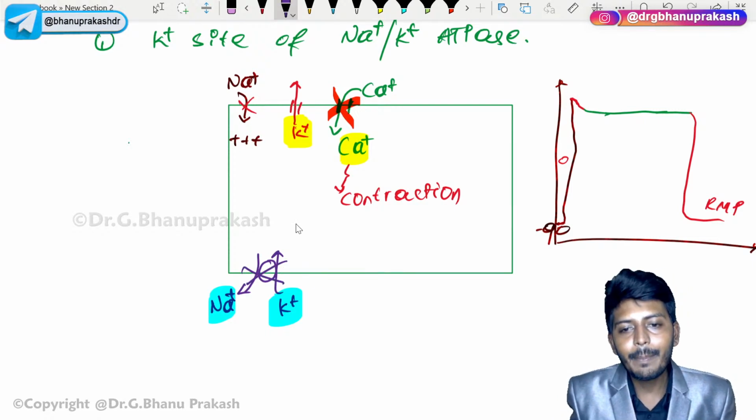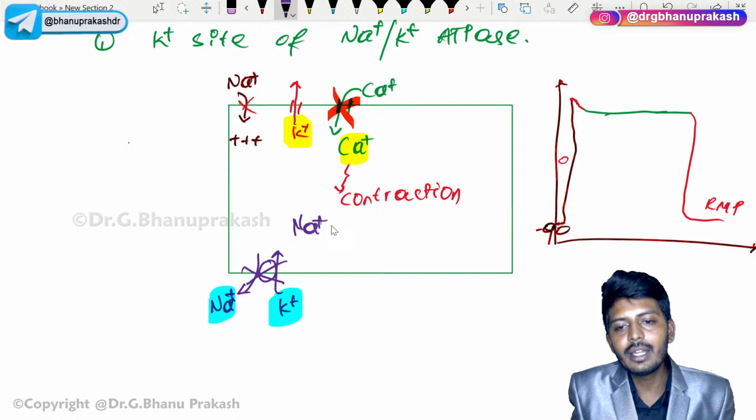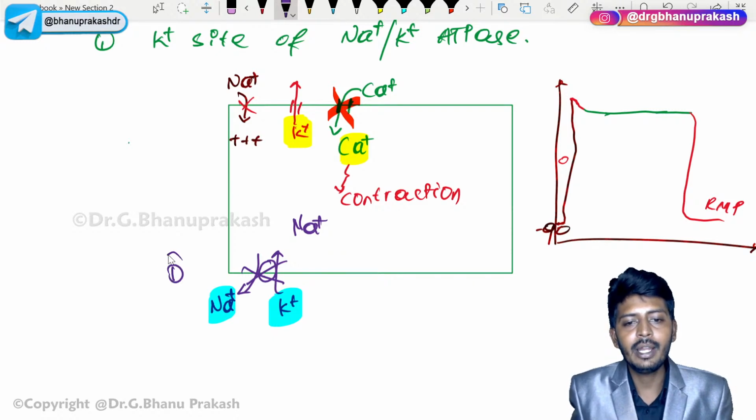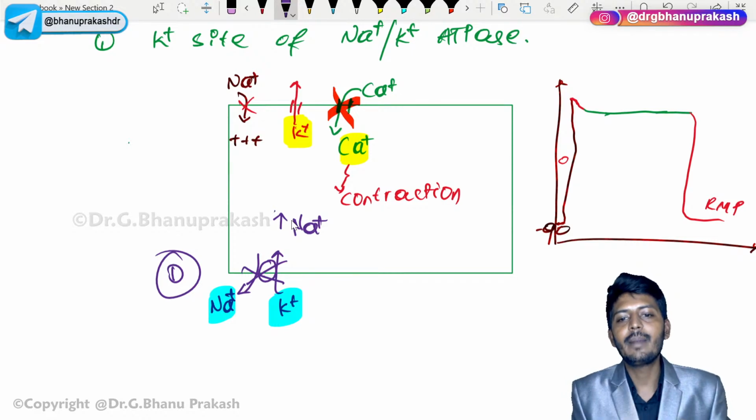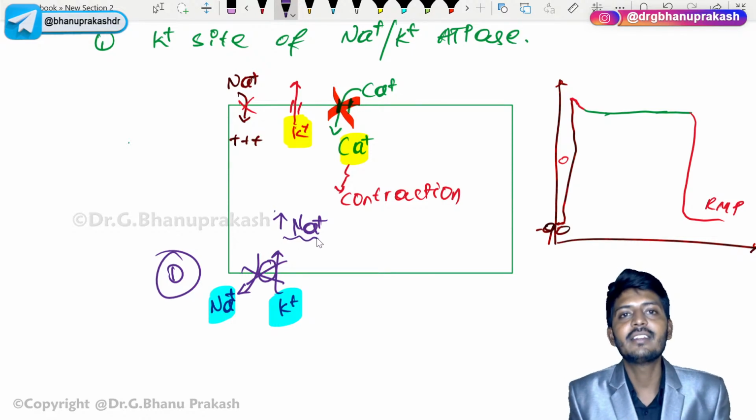Okay, so what will happen? The sodium inside the cell will increase, my dear students. What will block it? Digoxin will block it. So sodium inside the cell will increase. If there is more sodium in the cell, now what will happen?